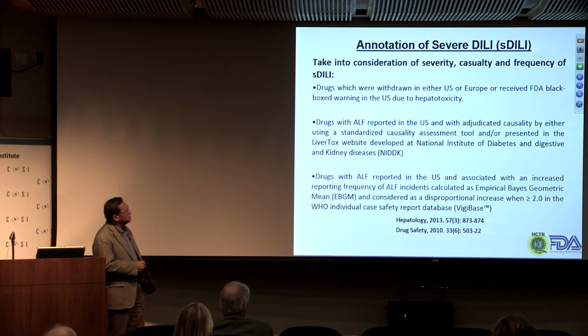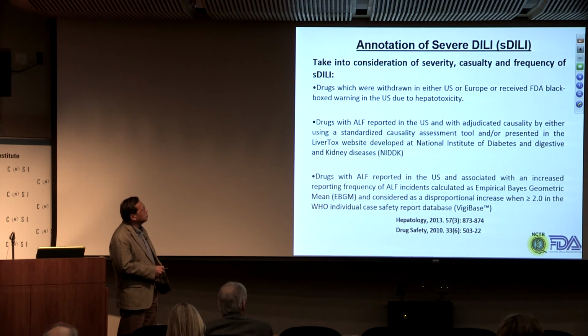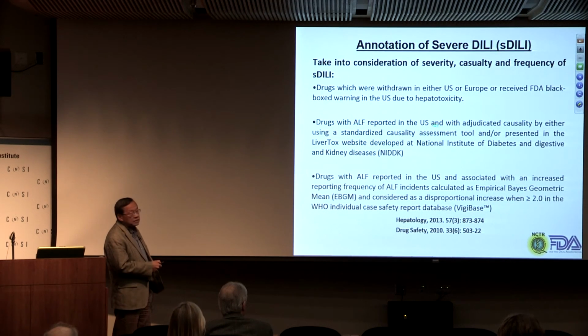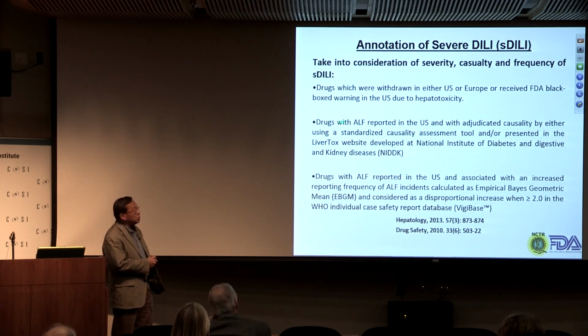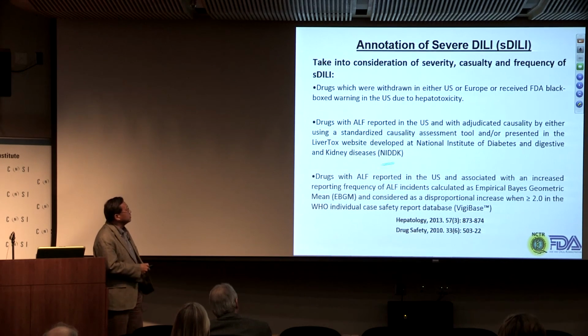Then we consider causality. These are drugs with acute liver failure reported in the US and with adjudicated causality, either using a standardized causality assessment tool or present in the LiverTox website developed by the NIDDK. If we use a standardized causality assessment tool, it usually involves at least three clinicians who all agree that the acute liver failure was really caused by the drug involved. And for the LiverTox project at the NIDDK, they also have several clinicians or histopathologists to establish the causality. So we think causality is also important.